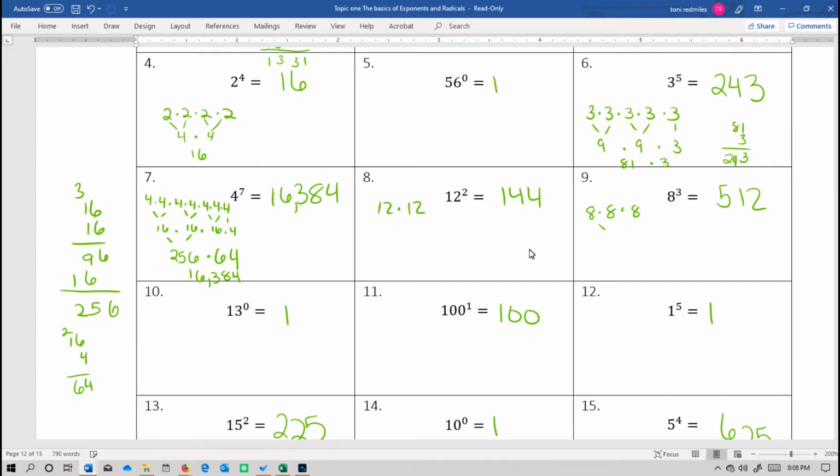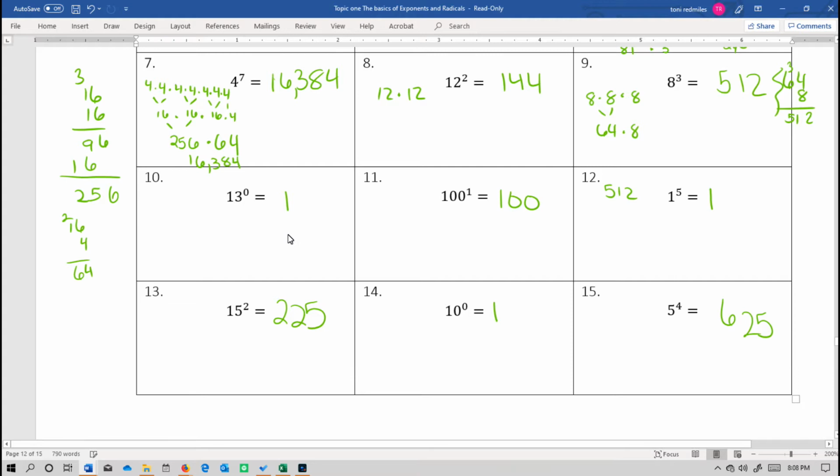Okay, this is not one you have to memorize, so go ahead and do it. 64 times 8. So if I do a little math over here, I get 8 times 4 is 32. 8 times 6 is 48, plus 3 more is 51. So 512 for that one.